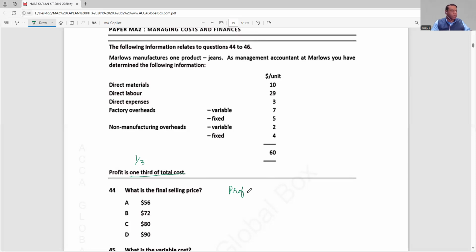We will calculate profit is equal to 60 multiplied by 1 by 3. So we have what? 20. Final selling price is equal to 60 plus 20, is equal to $80. So this is the right answer.